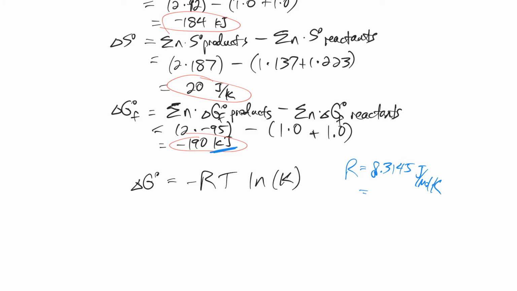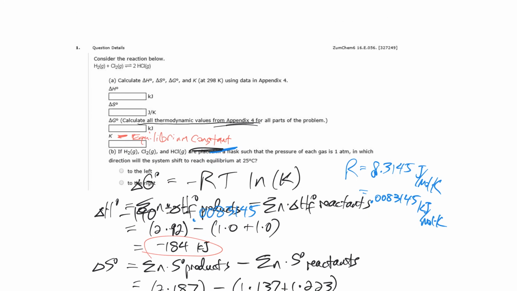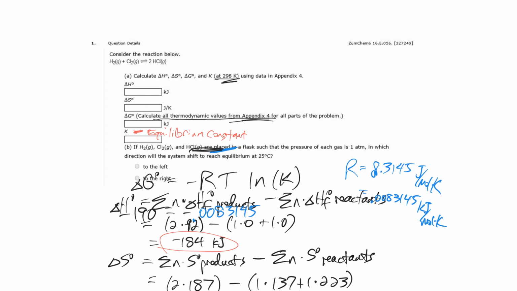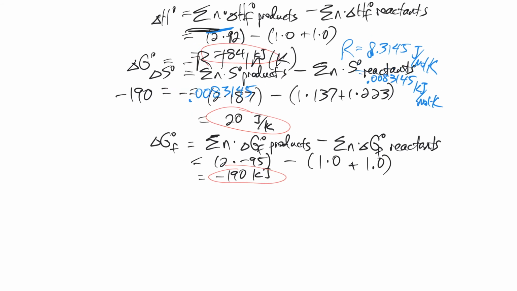For kicks, let's divide the value of R by 1,000 and get 0.0083145 kilojoules per mole times degree Kelvin. And then we can just plug in. So negative 190, we got that from above, equals negative 0.0083145 times the temperature. They gave us the temperature. If you look at the question, it says way at the top, find K at 298 Kelvin. Okay, so if they give us that, then we're going to follow what they gave us.